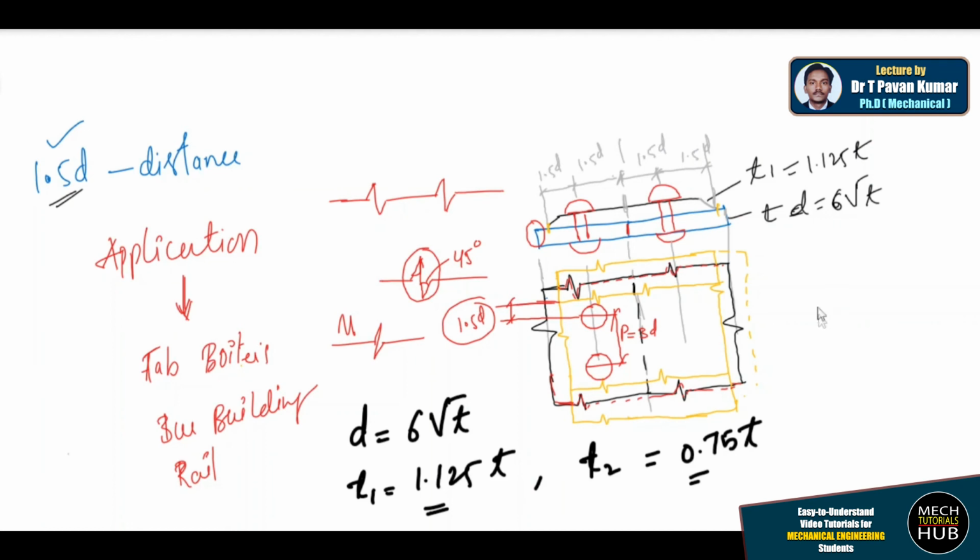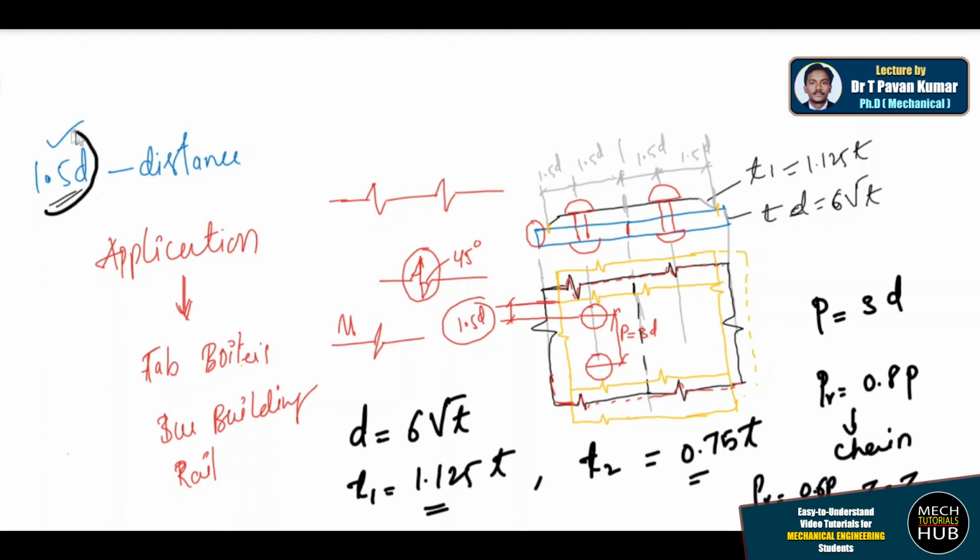Similarly, P is equal to 3D, which is the pitch distance between two rivets. Next, PR is equal to 0.8 P for chain type. Similarly, PR is equal to 0.6 P for the zigzag system. If you can remember these formulas, followed by the 1.5D measurement of where exactly we need to place the rivet, then everything becomes so simple. Terminology is more important to understand the question.